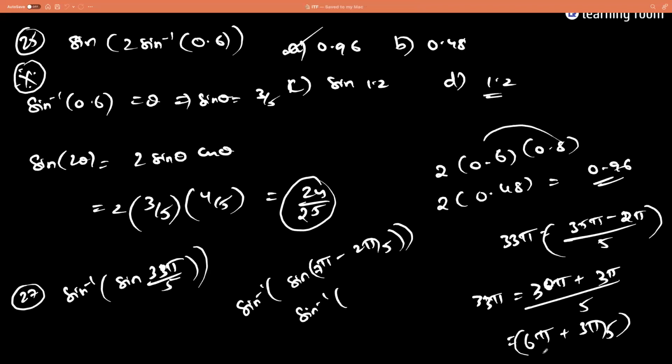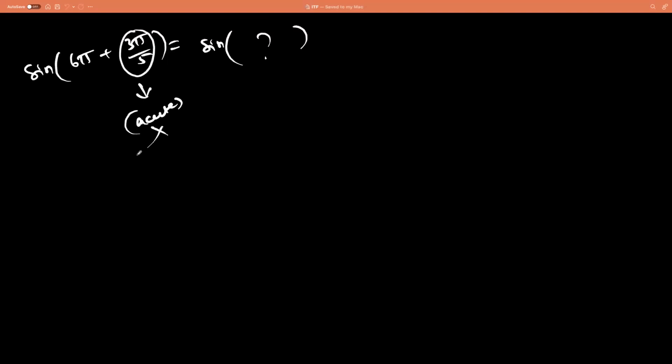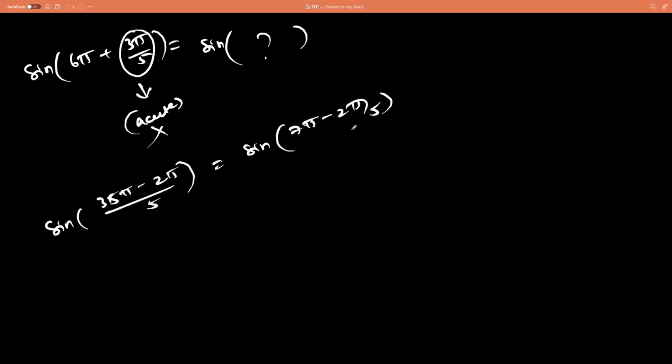Sir, yes. So what you want is to make it minus sine of... I mean, we have to subtract from pi. See, sine of 6 pi plus 3 pi by 5 is equal to how much? Sine of what value will you write? My question is that. 3 pi by 5 is not acute. So what should you do? Sine of 7 pi minus 2 pi by 5. Why don't you write it like this?